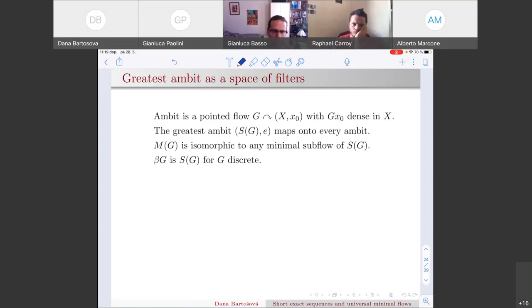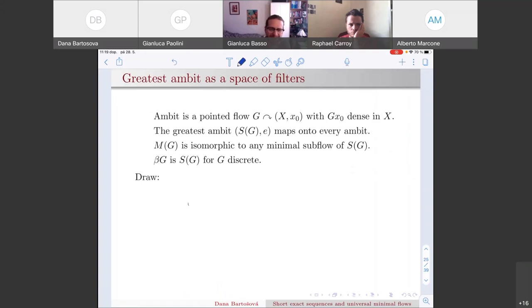We basically prove the result for the greatest ambit and then go down to the universal minimum flow. And here the greatest ambit on an arbitrary topological group can actually be described in terms of filters on G. So now I put a drawing here because it's so much easier to draw, and I'm very bad at it still on the computer after all these years.